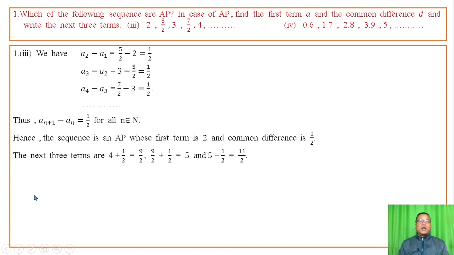The next three terms: the last term is 4, add half, which is 9 by 2. 9 by 2 plus half is 5. 5 plus half is 11 by 2. The next three terms are 9 by 2, 5, 11 by 2.